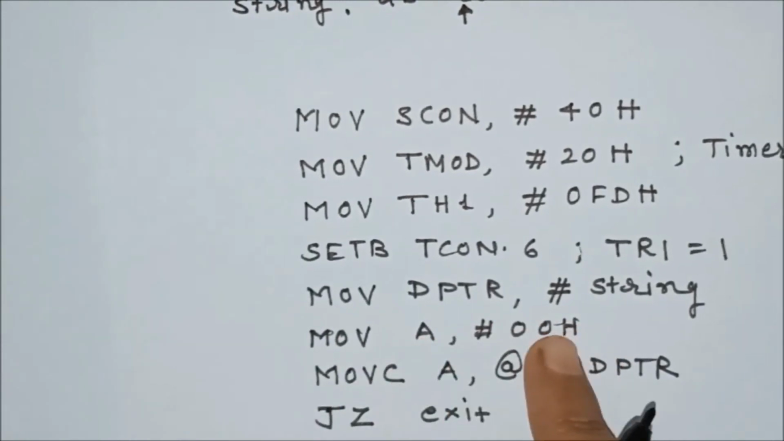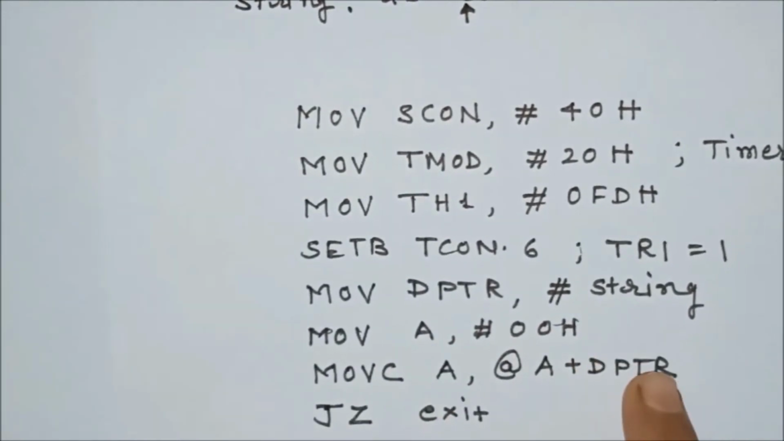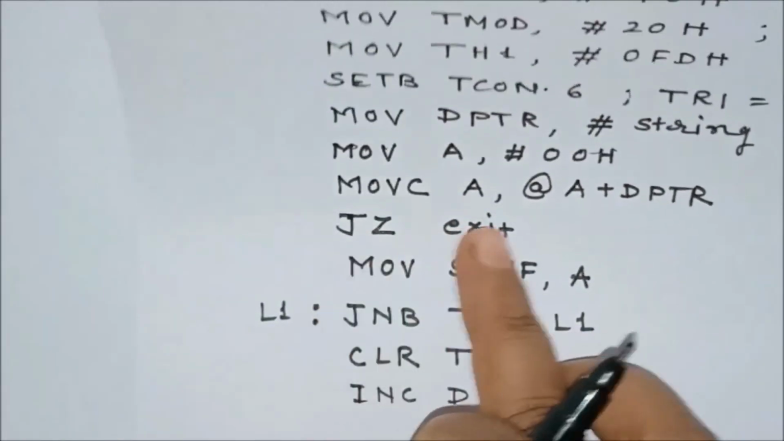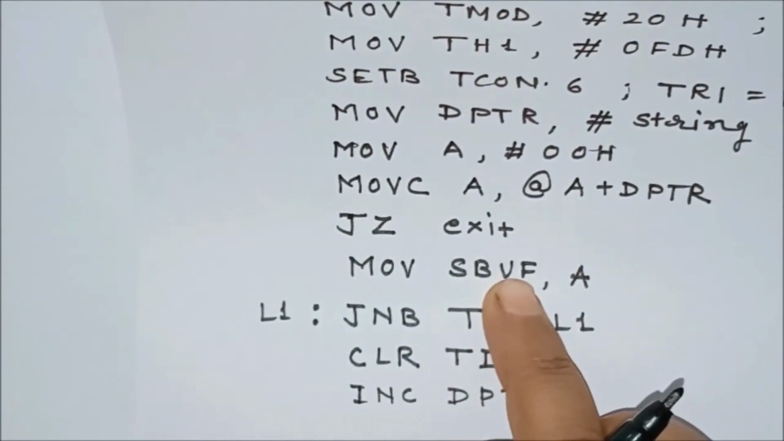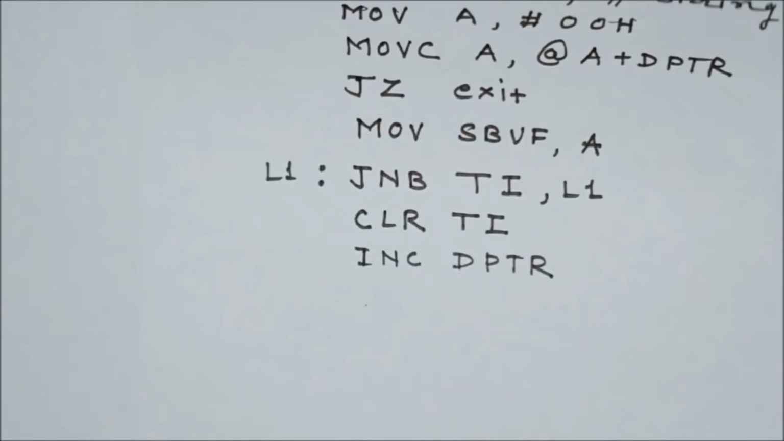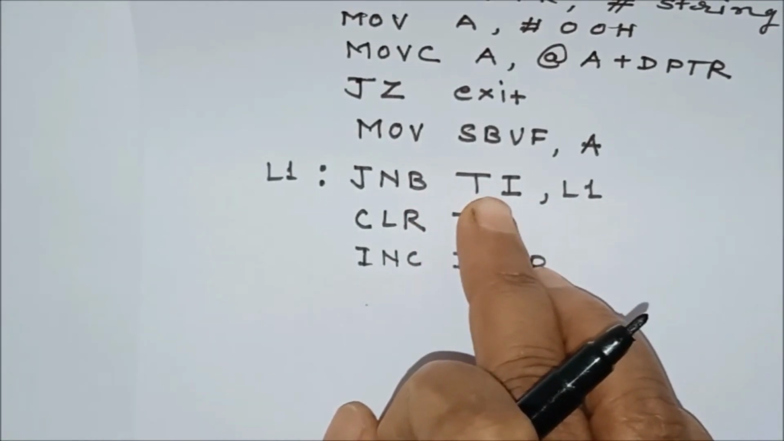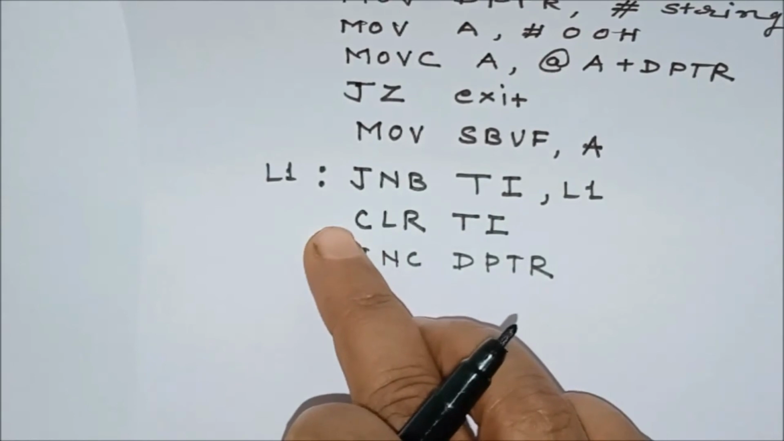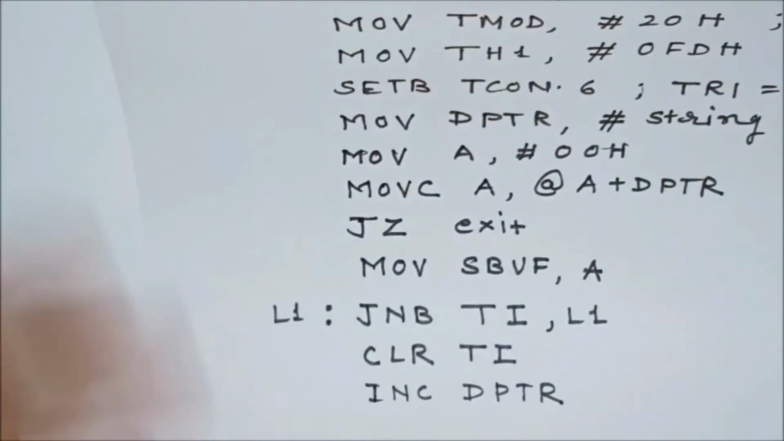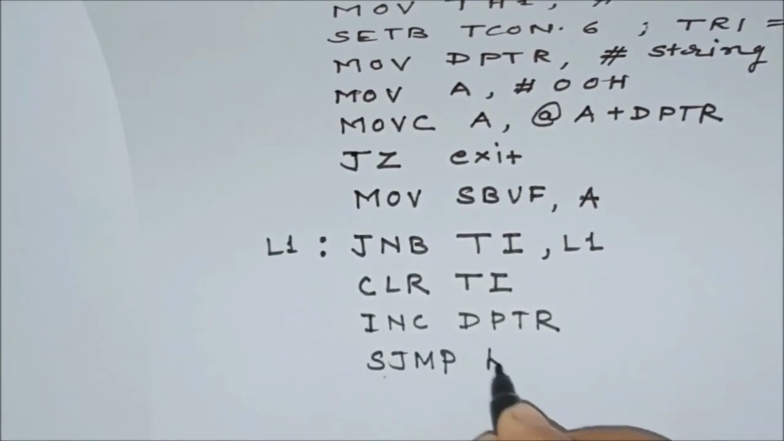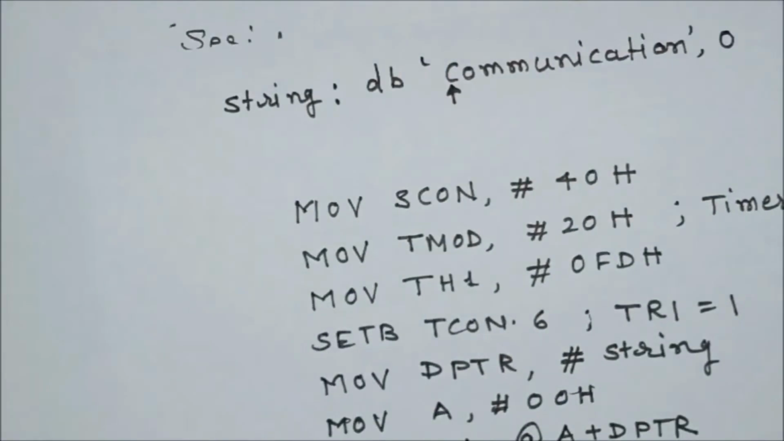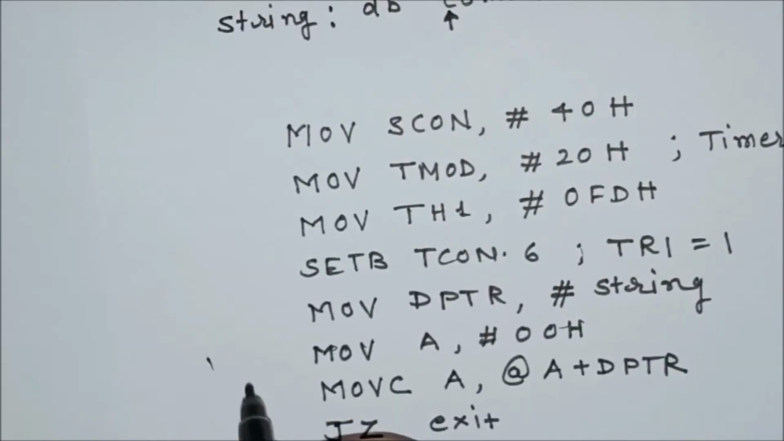So again in the accumulator we'll store 0. The address of the next character is in DPTR, so that ASCII value will be stored in the accumulator. We'll check whether it is the end of string or not. If it is not the end of the string, the character will be stored in the SBUF register from where it is transmitted serially. We'll check the transmitter interrupt flag. If it is 1, it should be cleared, and again increment DPTR. After this step, we have to write SJMP back. The back label should be given to this instruction.